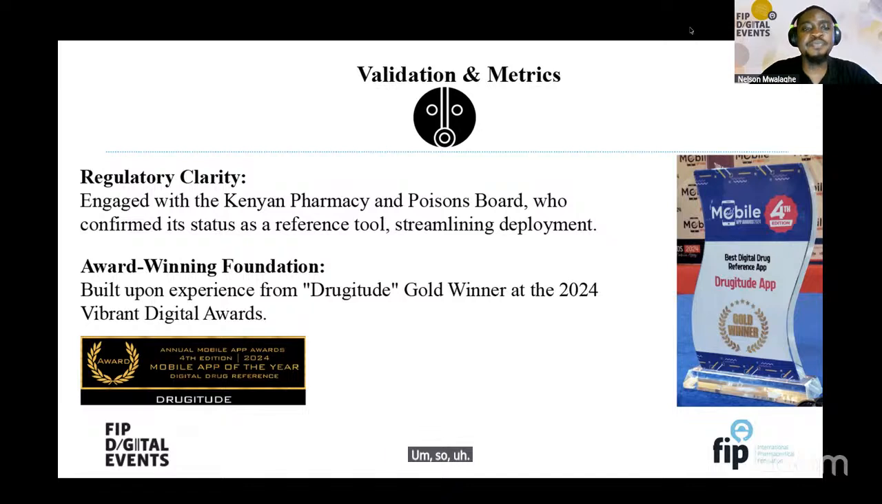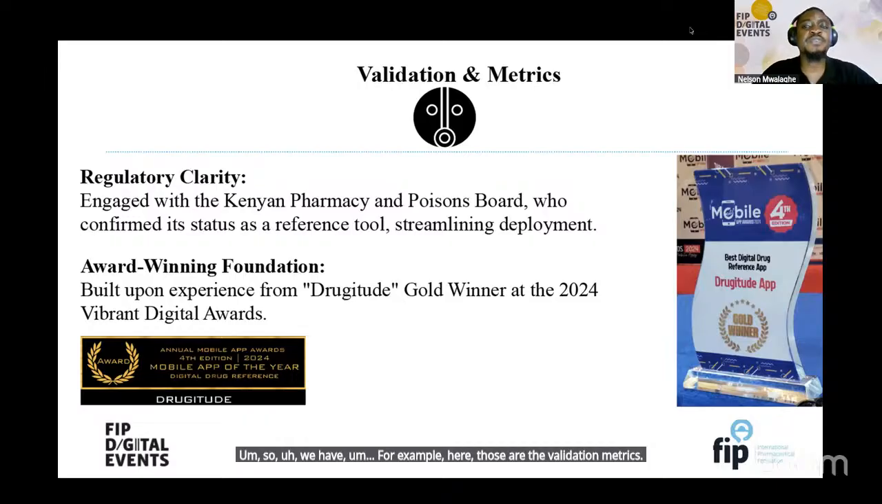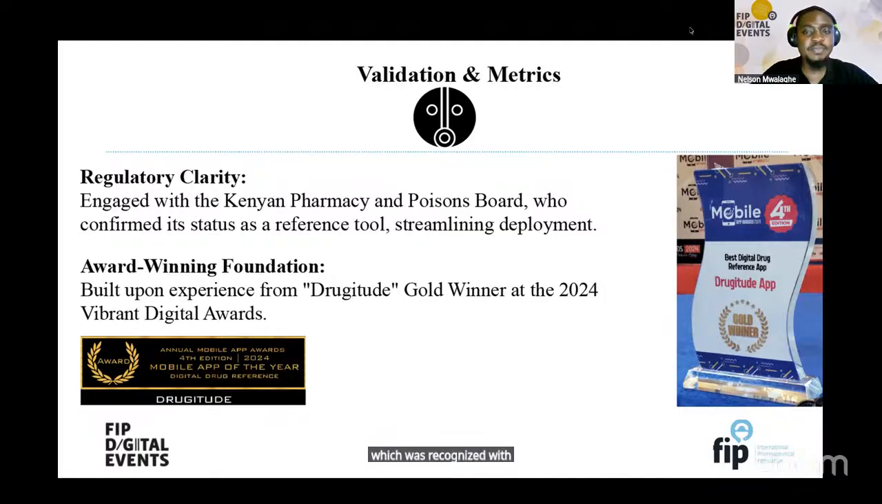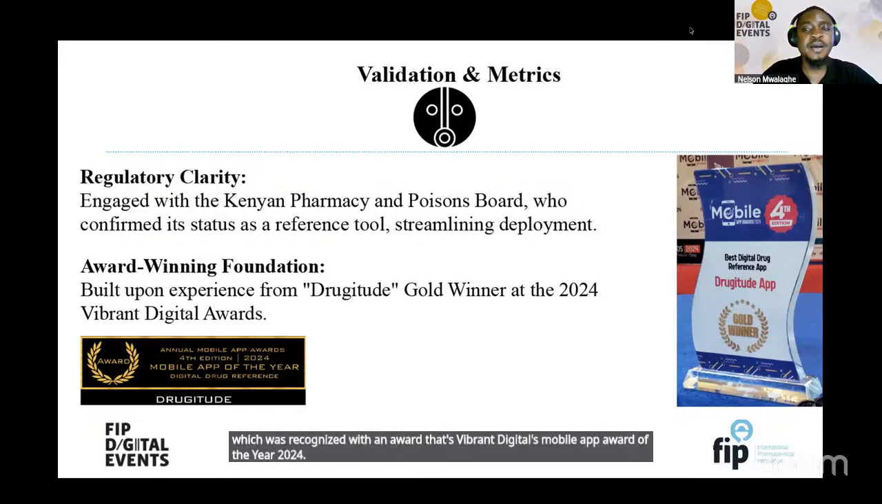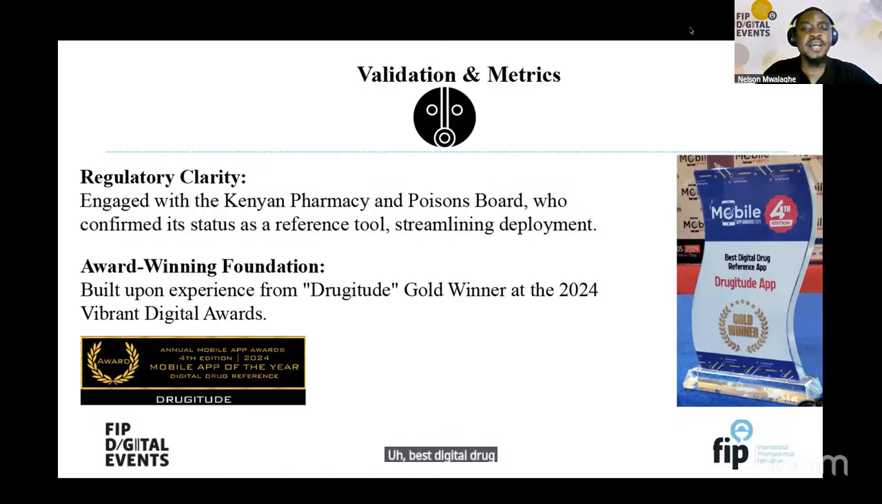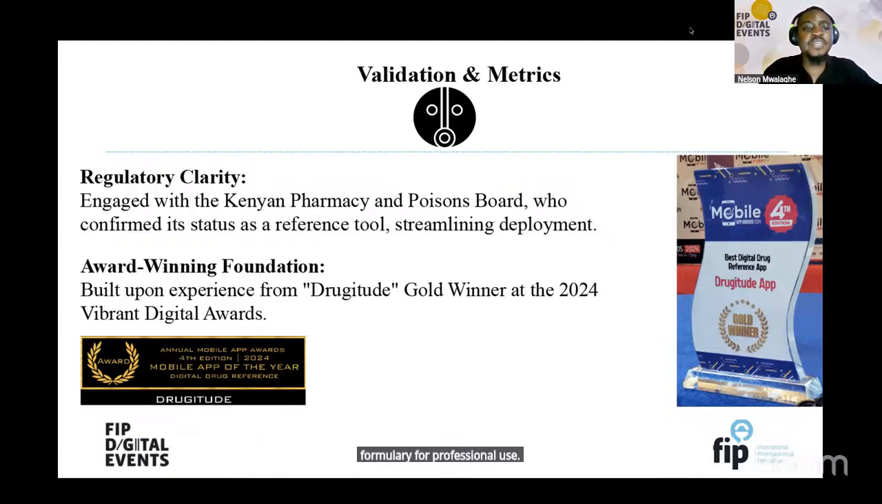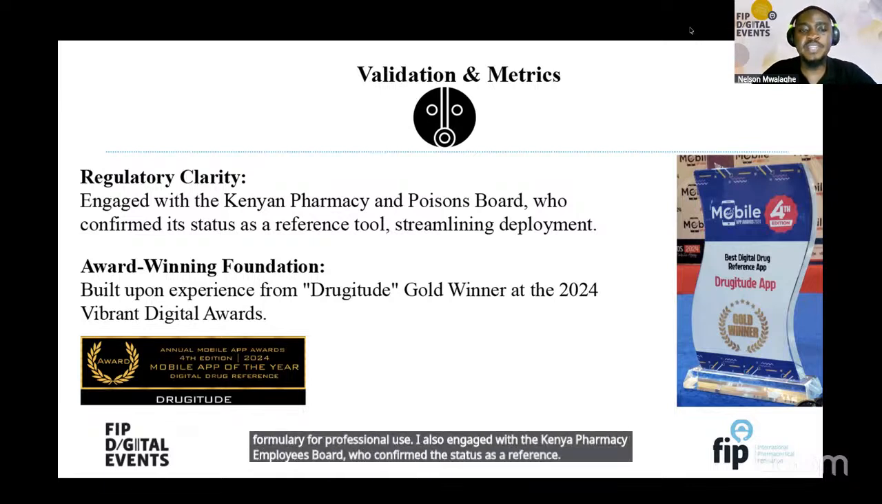We have, for example, here, those are the validation metrics. Fortitude is the next evolution of an application I previously developed called Dragitude, which was recognized with an award, Vibrant Digital's Mobile App Award of the Year, 2024, Best Digital Drug Reference App. I've taken that improvement and specifically engineered it into a robust offline fast formulary for professional use. I also engaged with the Kenya Pharmacy Symposium board, who confirmed its status as a reference tool, streamlining deployment.